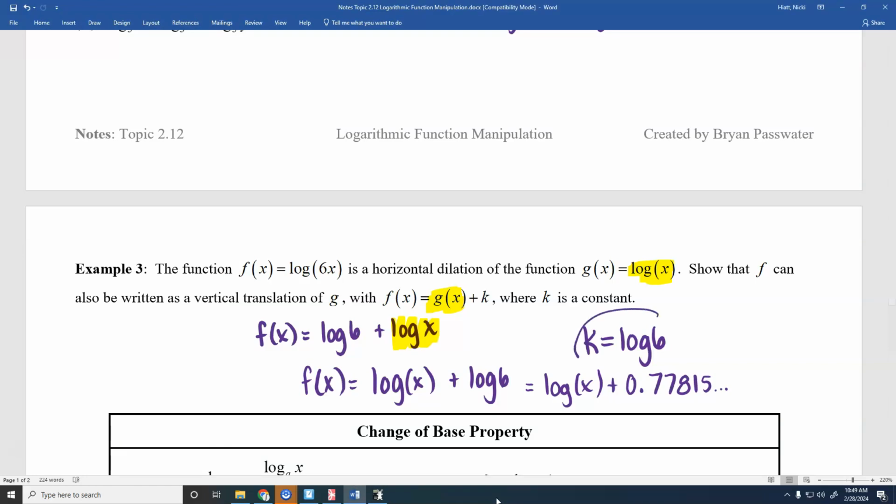So log of 6, or if they give you the decimal approximation, it could be the decimal. They'll probably give you log 6 though. Is our value. So that is a shift up log 6, or up 0.77815. So you got to recognize whenever you break these things apart, if you are left with a log that doesn't have any variables left in it, that is just a number. It's a constant. It's a complicated constant, but it's just a constant for that.